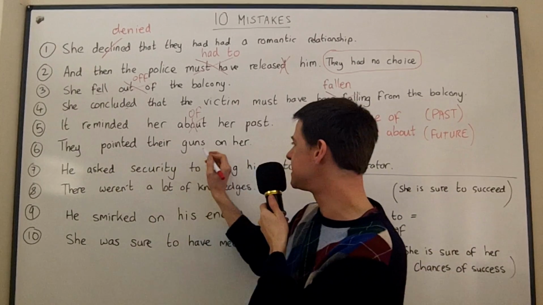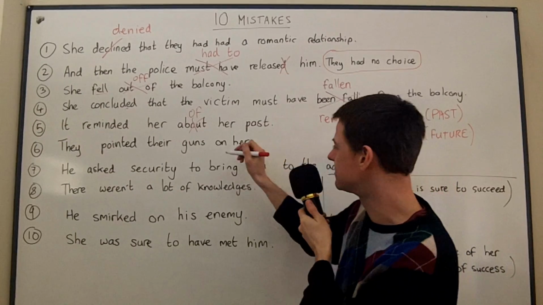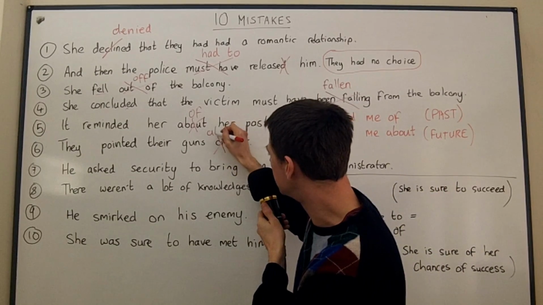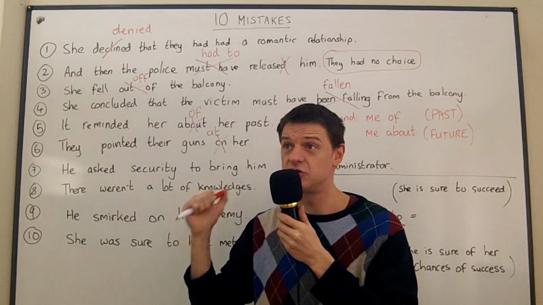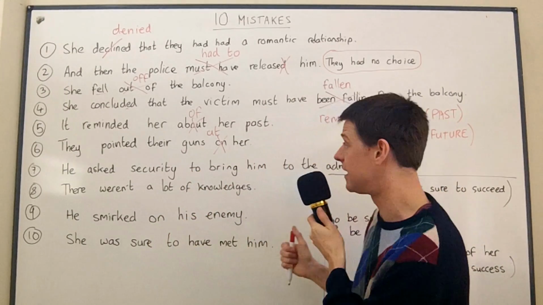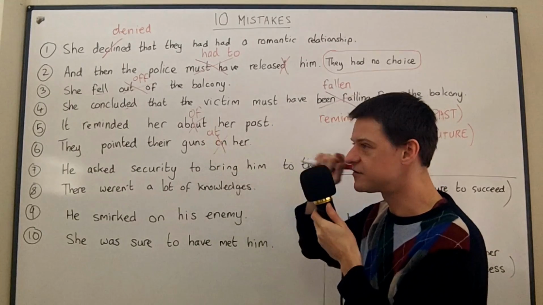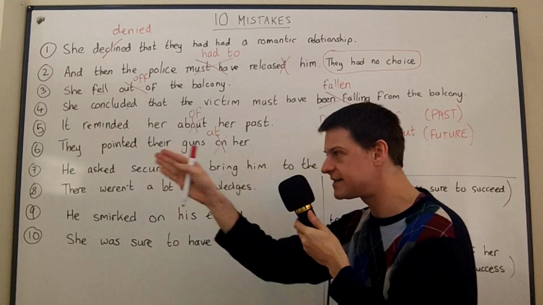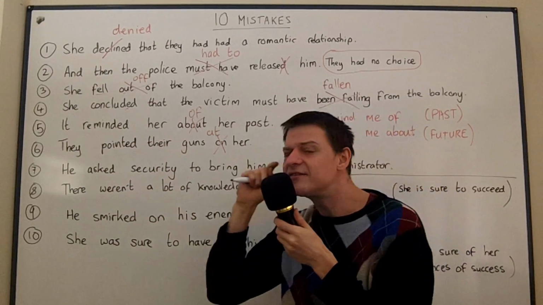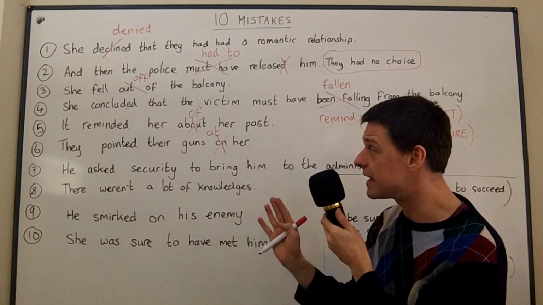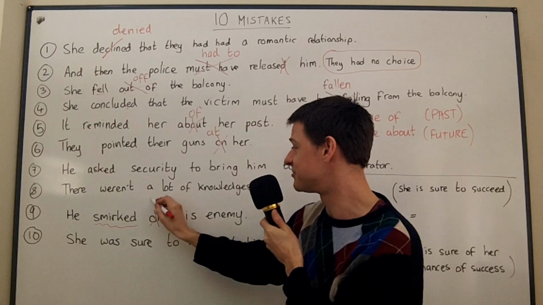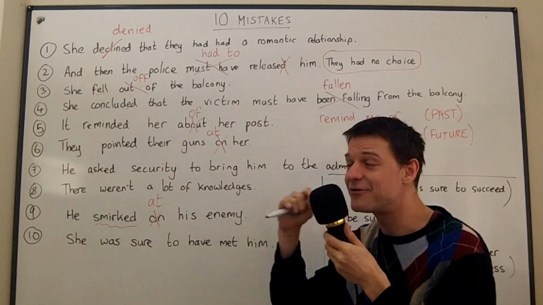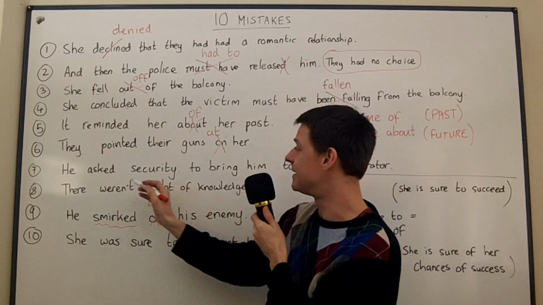Number 6, they pointed their guns, it's another preposition mistake, at her. You point at something, and you point your gun at something, and you shoot at someone if you've got a gun. We use this "at" for anything which is directed and targeted. Remember that we stare at, and we look at, and we glare at, and we also smirk at, which we'll see in a second, which is how you look at someone.